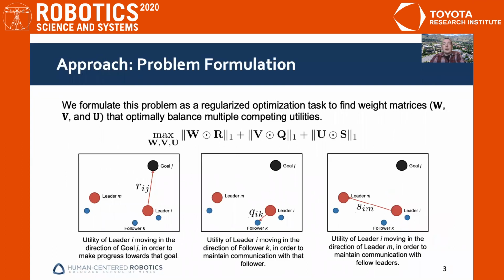We formulate this scenario as a problem of balancing competing utilities. First, shown in the left figure, leaders must make progress towards goals. The leader in the red must make progress towards the goal in the black. Next, shown in the middle figure, leaders must maintain communication with their followers. Finally, shown in the right figure, leaders should also maintain communication with other leaders. We formalize this as an optimization problem, where we find weight matrices W, V, and U that optimally balance these different utilities at each time step.